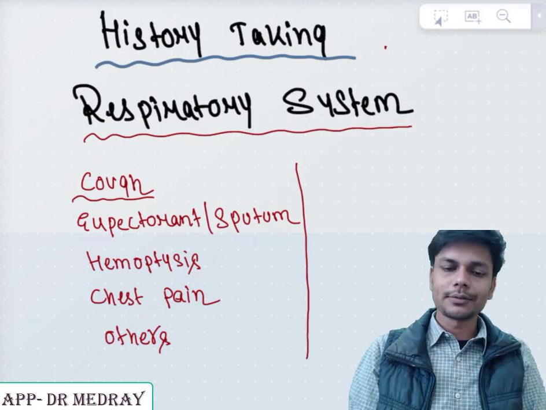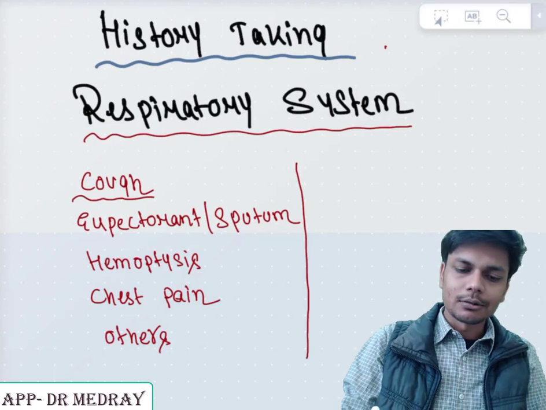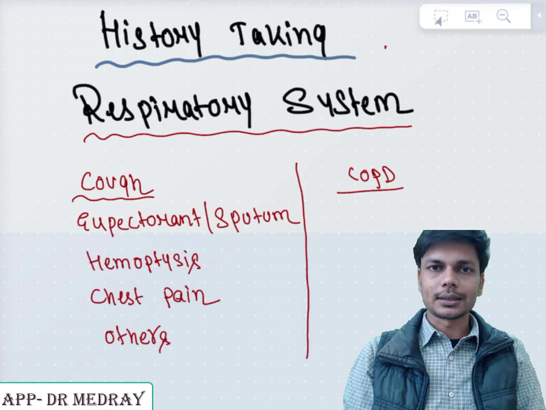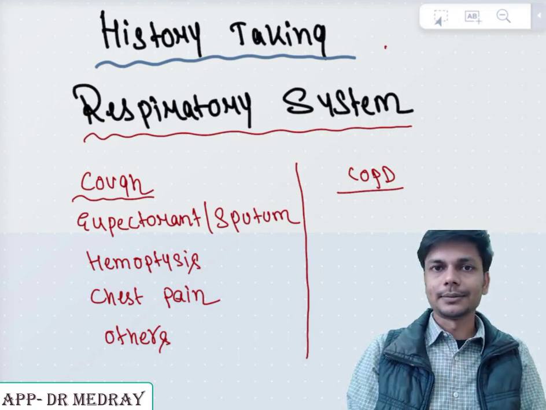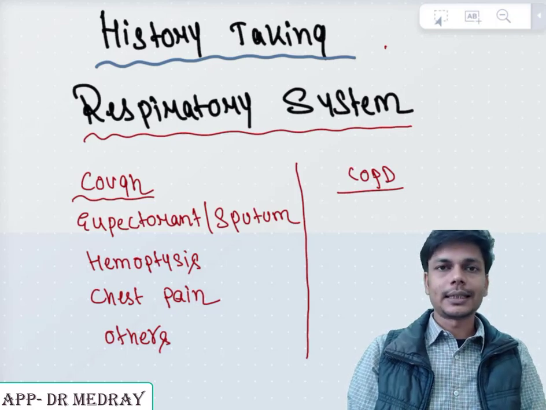Suppose you are suspecting a patient to be a COPD, how does the COPD patient present to us? It usually presents to us with chronic cough with expectorant. A patient will be having chronic cough with daily sputum production with expectorant. There will be no fever and the patient usually has dyspnea on exertion. When the person does exertion, there is usually breathlessness. So this suggests to us COPD.